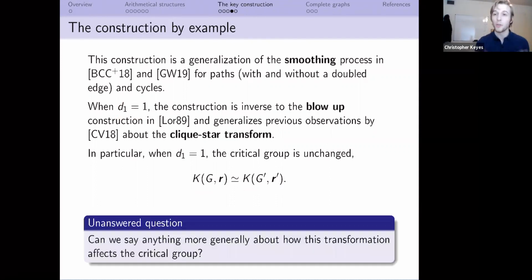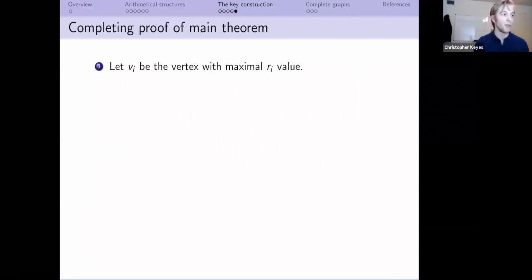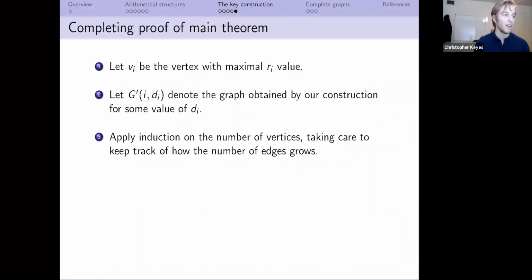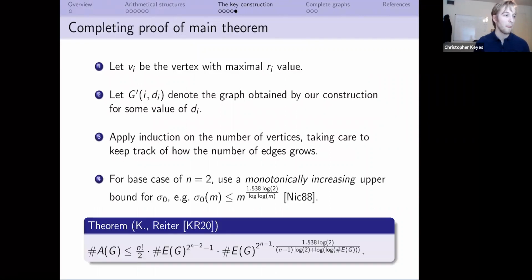And an interesting question that I haven't really thought that much about, but I think would be fun to answer, is: can we say anything more about how our transformation affects the critical group in general? Is there a map of critical groups? What's going on when D1 is greater than 1? Okay. So because I'm out of time, I'll spare you the extra detail that I was hoping to give.